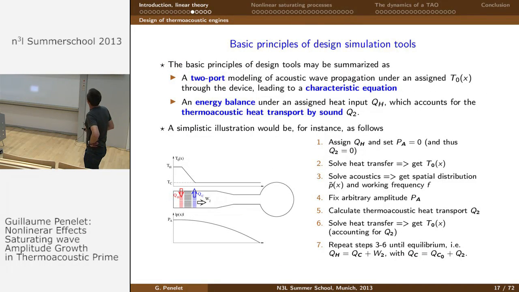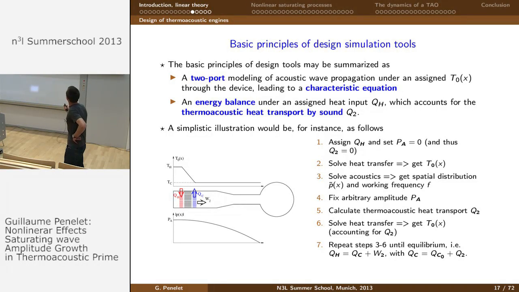Okay, now a few words about the basic modeling of these engines. So what we do to design such a thermoacoustic engine is that first we use a two-port modeling of acoustic propagation through a device like this, for instance. And from this two-port modeling, under an assigned temperature distribution along the device, we can get a characteristic equation from which we will obtain the frequency of operation as well as the thermoacoustic amplification rate.